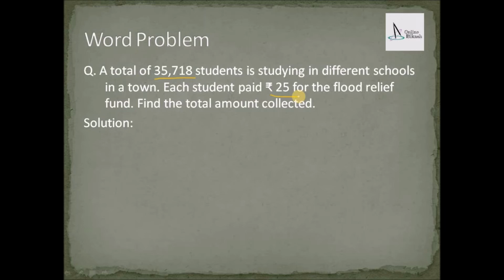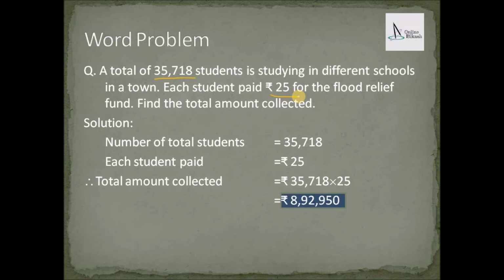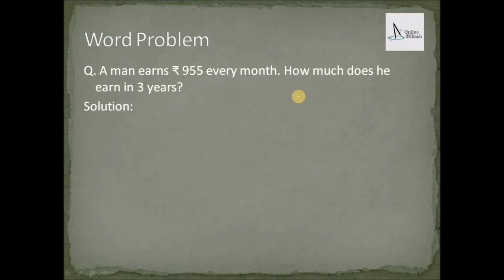Okay, so what are the sentences? Number of total students is 35,718. Each student paid rupees 25. So total amount collected is rupees 35,718 multiplied by 25. I have not shown you the multiplication here. You try it on your own and you get the result 8,92,950 rupees. Okay, so let us go to the next problem.